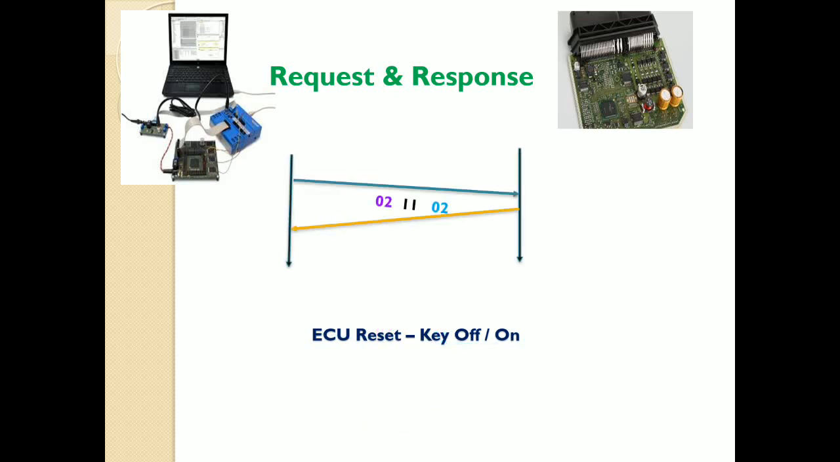So it's 2, 11 and 2, that is again the same. 2 is the PCI length, 11 is the service ID, and again 2 is the sub function. Why am I repeating again and again? If you listen more and more, you will get it by heart automatically. You don't need to read and write it a number of times.